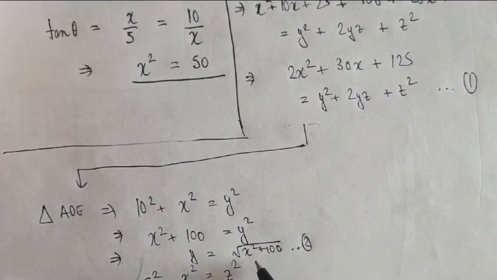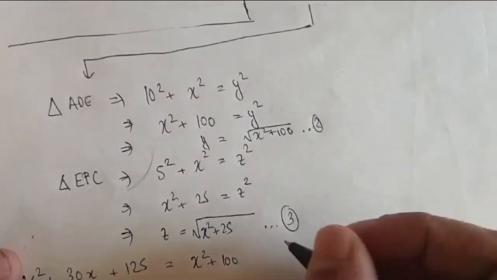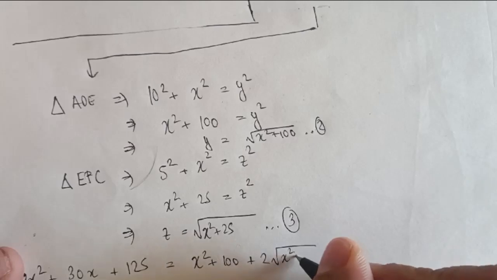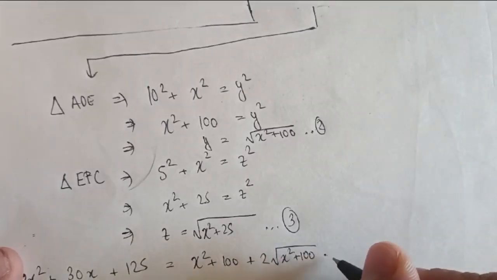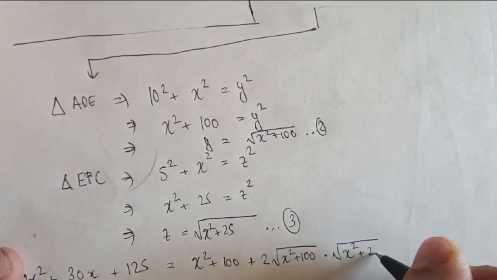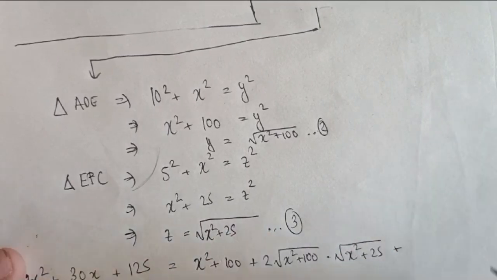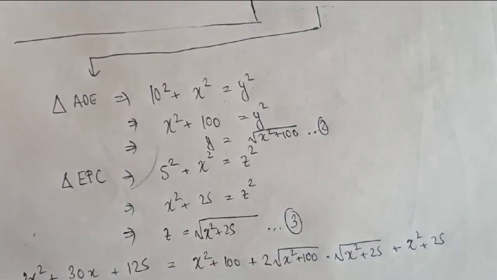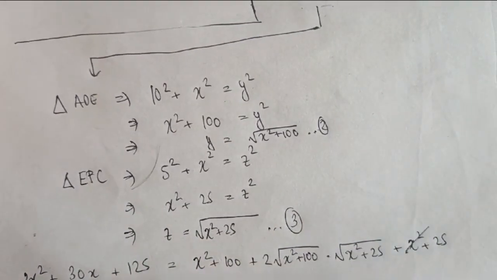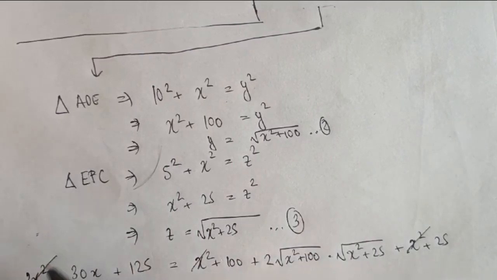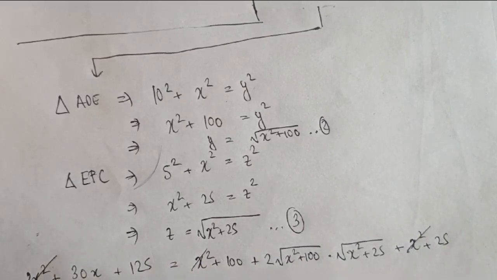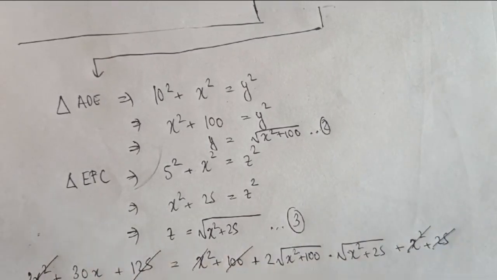So y is this, z is this, so plus 2 into x squared plus 100 into x squared plus 25 plus z squared is anyway x squared plus 25. Now from here you can see that we can just cut off these x squares here. There are 2x squares here, there is 2x square here, there is 100 plus 125, so that's 125, so we can cut off this, right?